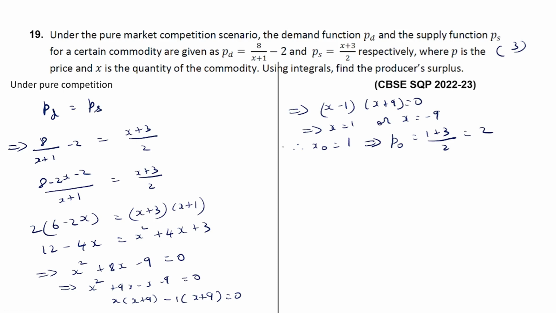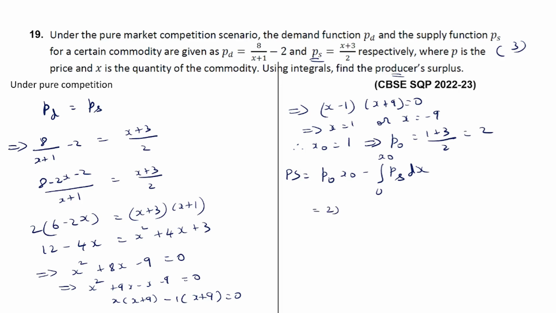Now we can find the producer's surplus. Producer's surplus is given by P naught x naught minus integral 0 to x naught. When we are asked producer surplus, we have to consider the supply function PS into dx.